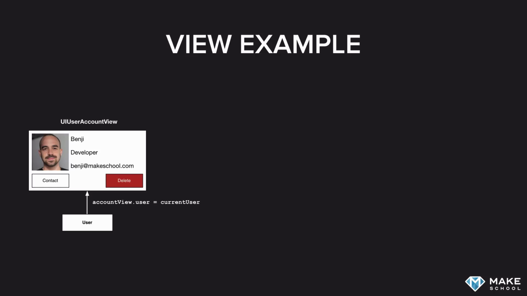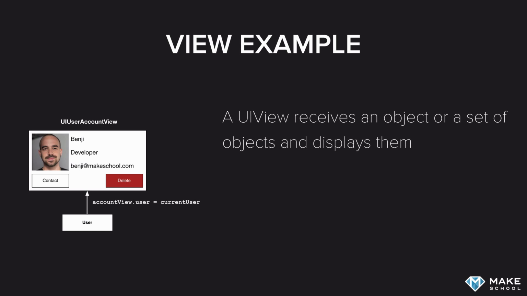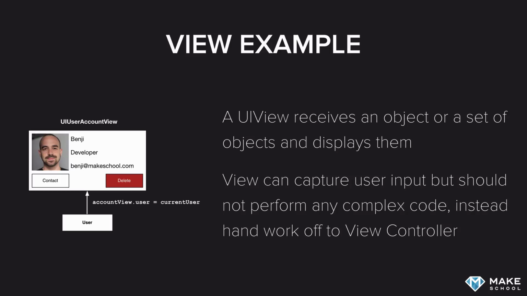The view takes this object, extracts the relevant information, and represents it on the screen. This is the typical responsibility of a view. It receives an object or a set of objects and then displays them. The view can also capture user input. In this example here, it does that by providing two different buttons.